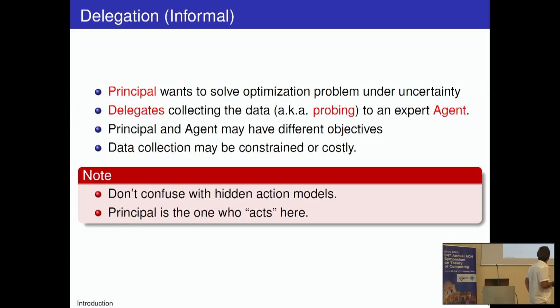So I'm going to mention this is different than a lot of the principal-agent hidden action models you've seen before. In particular, the principal is the one who acts here. The agent collects information, suggests perhaps solutions to the principal, and then the principal chooses. That's not the only difference.